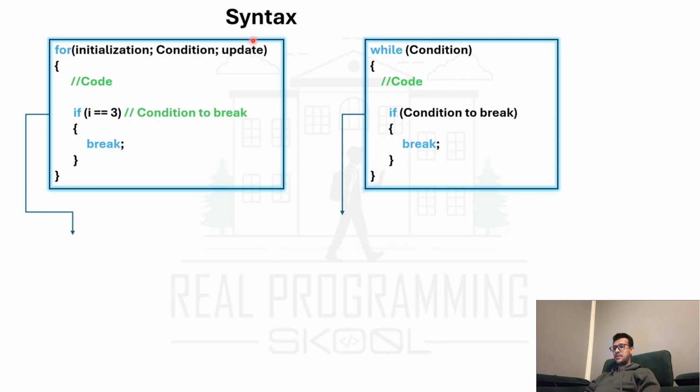All right, the syntax of break statements: we can use it with a for loop and a while loop, and we just use the break keyword in the place where we want the compiler to go out of the for loop or out of the while loop. For example, here we have initialization, condition, and update, and if the condition of the for loop is true, the compiler will go inside the for loop body and execute the code.